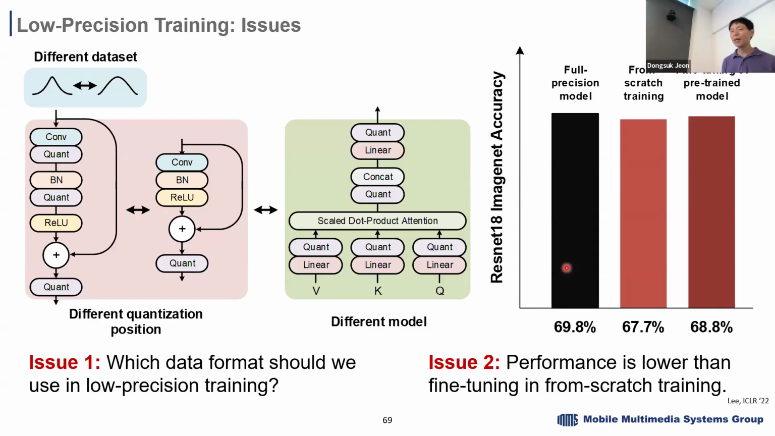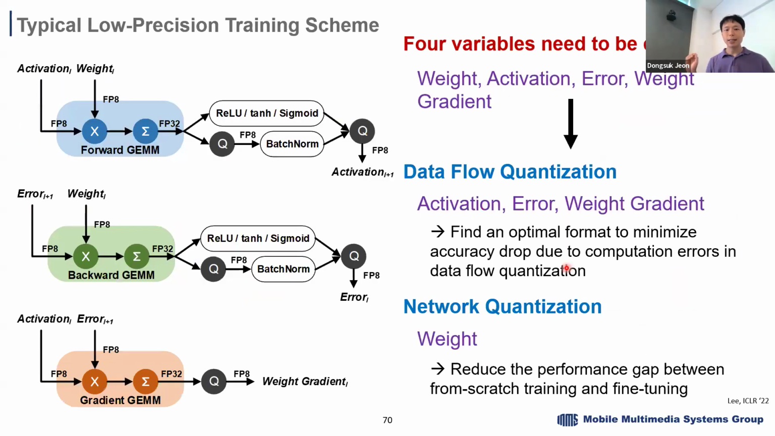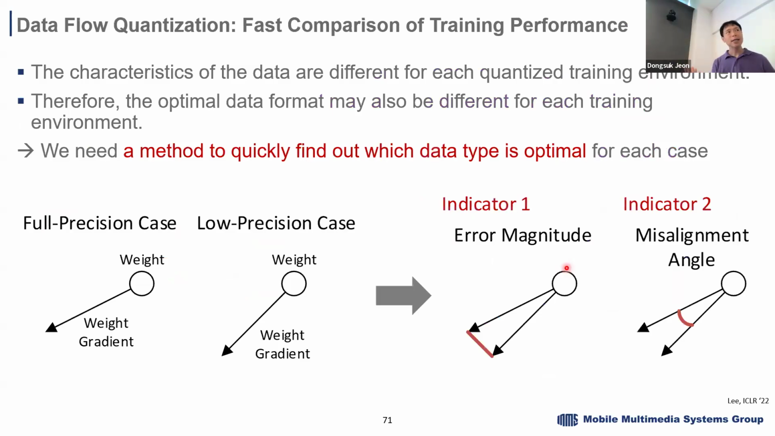So because of this reason, we wanted to come up with a more clever solution to determine the optimal data format for neural network training. So we published another paper at ICLR a couple of years ago. So here's the idea. We thought that maybe there might be a way to predict the actual training performance of a given data format without actually training the models.